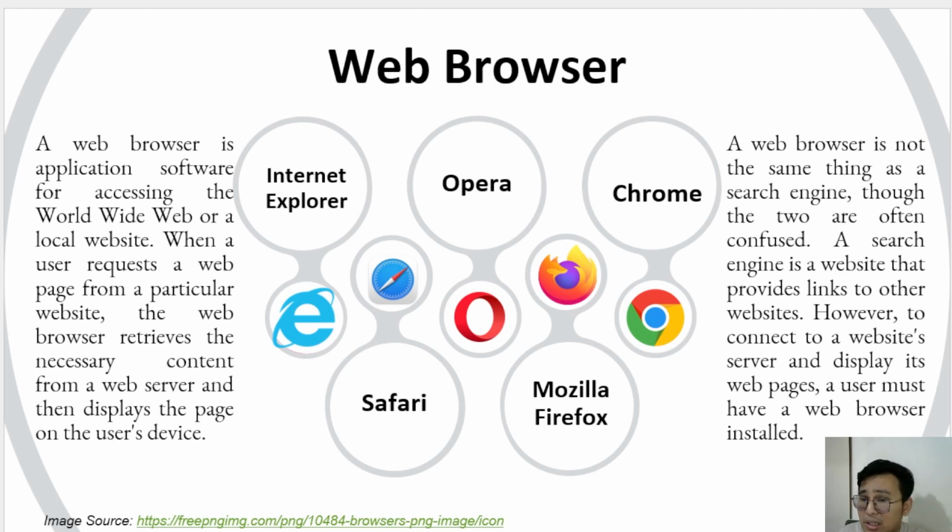A search engine is a website that provides links to other websites. In short, it's called an online directory of all the websites that are crawled and included in that directory. And the biggest one is the Google search engine, of course.